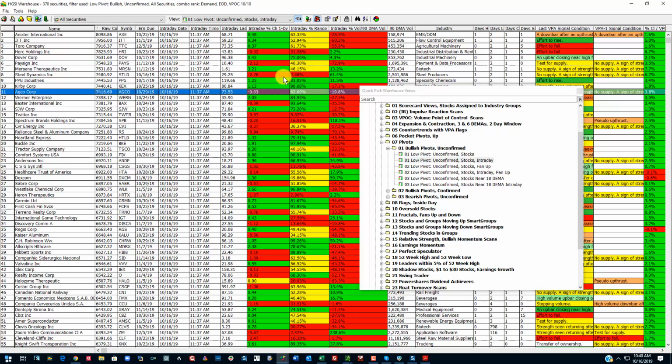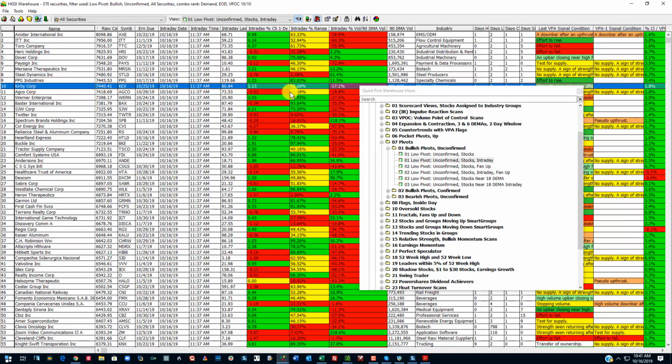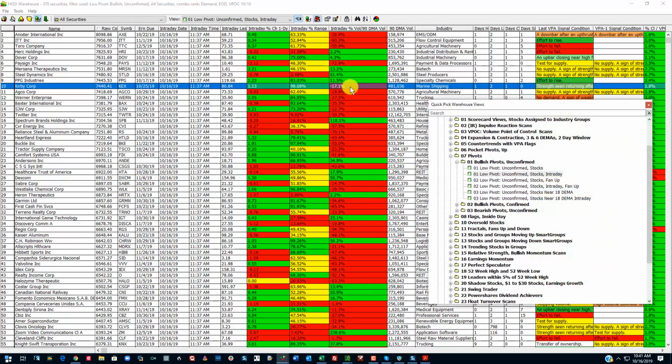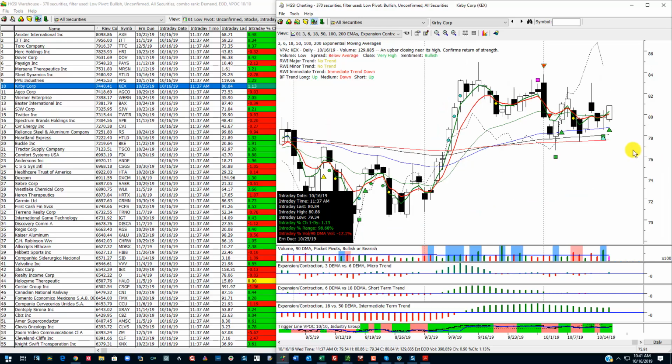Dover Corp, let's go down here though to this one, Kirby Corp. It's up 1.13%. It's trading near the top of its range. Volume's a little bit light. It's marine shipping. Here is the pivot. Here would be the buy point. And you can see that it's trading near the top of the range. There was also a pocket pivot yesterday. This is just turning positive today. That would be the 3 versus the 6 crossover, which you can see right here.